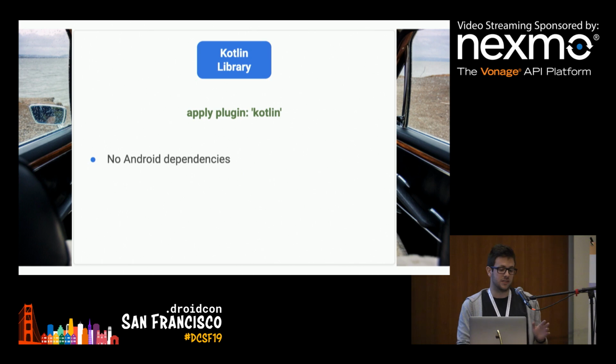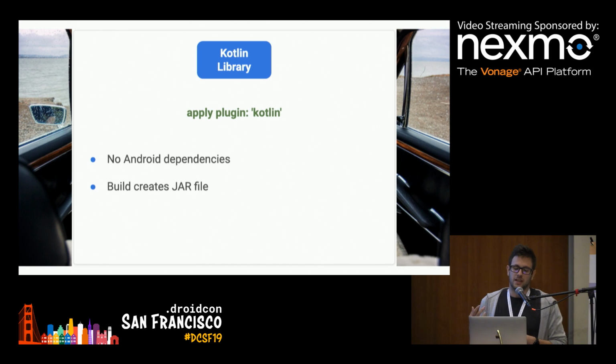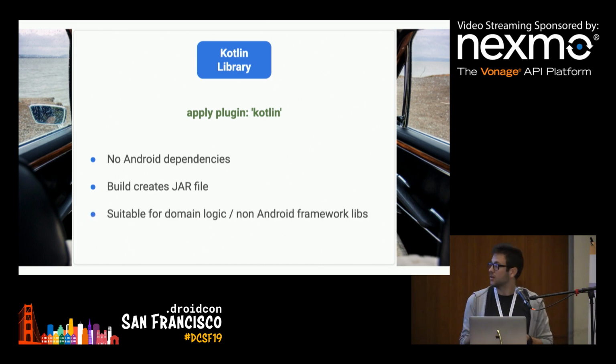It has no Android dependencies, so that's the main feature of the Kotlin library. It will create a jar file, and it's suitable for domain logic or just libraries that don't really depend on the Android framework at all. There's no reason to have an Android library because that will have some Gradle overhead, with tasks that you don't really need.